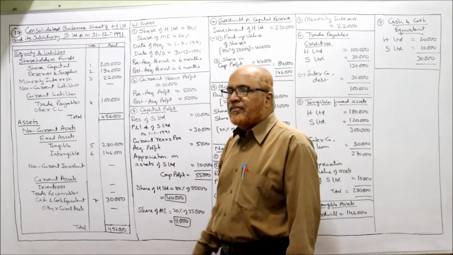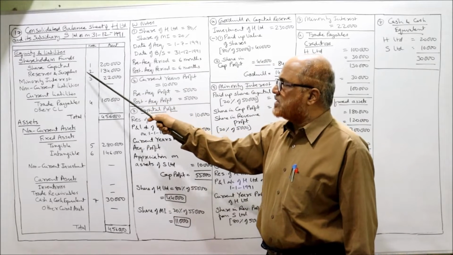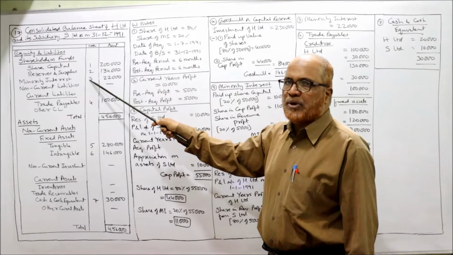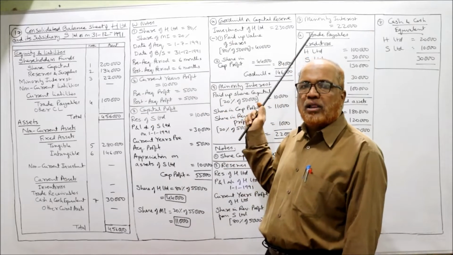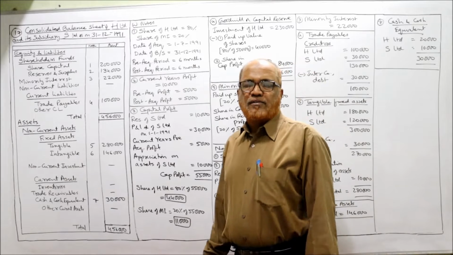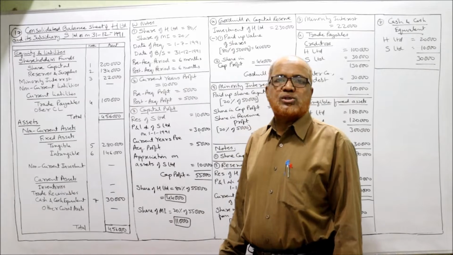First of all, draw the complete format of the balance sheet. Equity and liability, shareholders fund, share capital number 1, reserves and surplus number 2, minority interest number 3. We should not take the amounts. We will take the amounts only after making all the working notes. You must remember the format of balance sheet given by the Companies Act 2013.